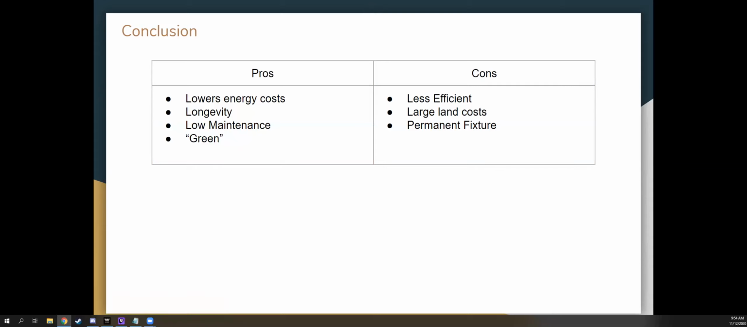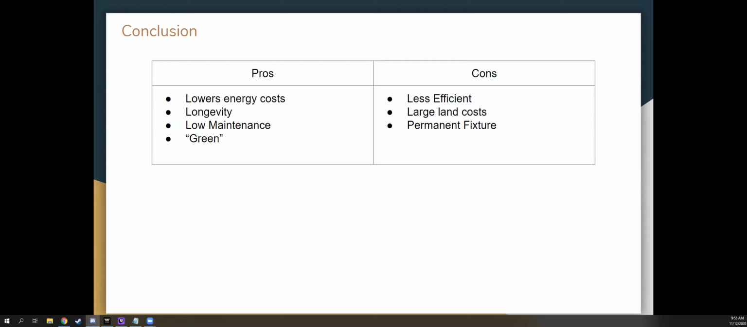So on to the conclusion. So as we've kind of talked about, this form of energy actually is pretty widely used today. But the implementation is sort of limited. We saw the limitations of how it needs to be placed. So it has to be in very specific locations for the most part.